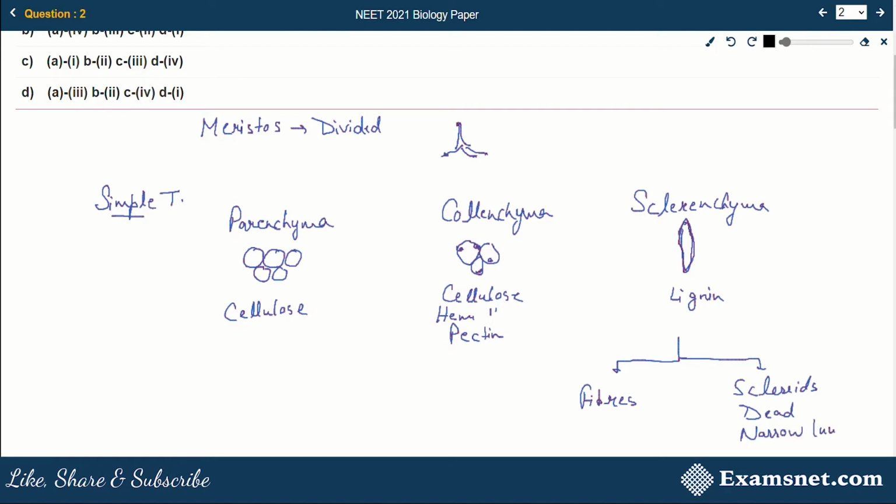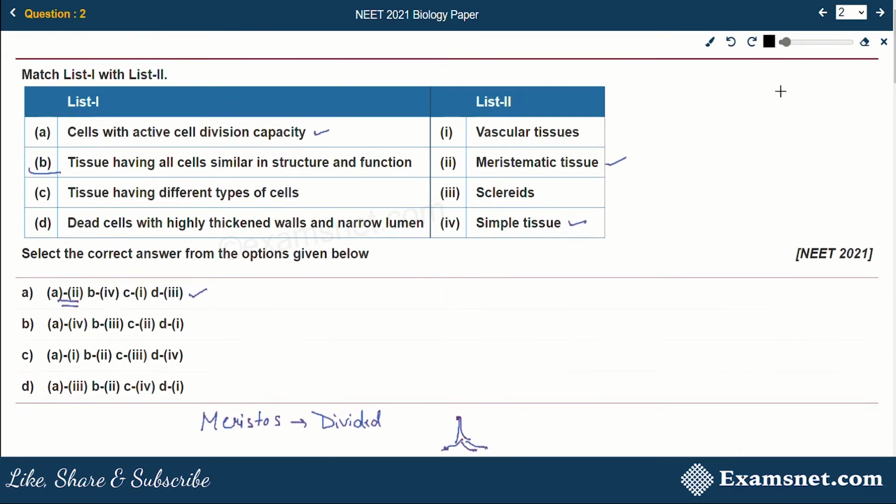Okay, so here you will see in the question, statement D is talking about sclereids. Here you can see option D. Here it is written dead cells with highly thickened walls and narrow lumen. So it is talking about sclereids. Okay, so this is the correct option for this.